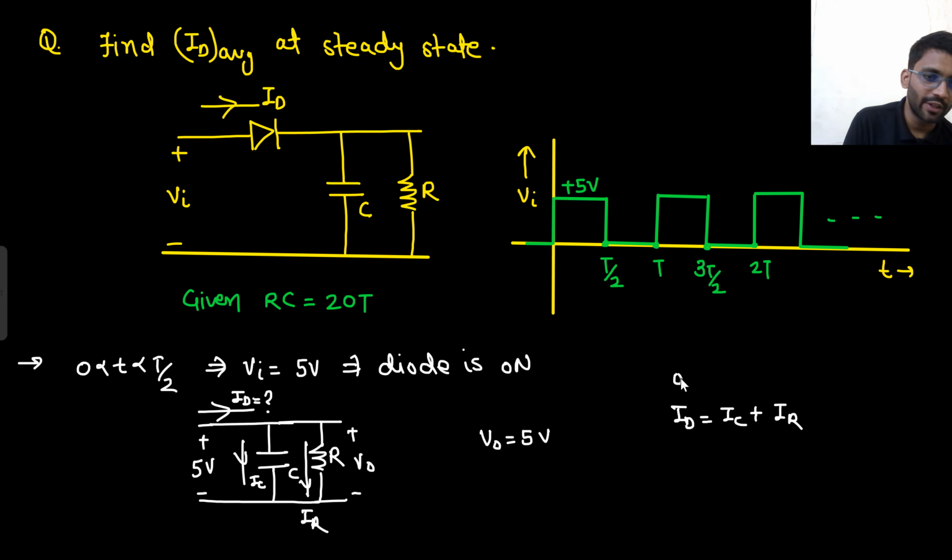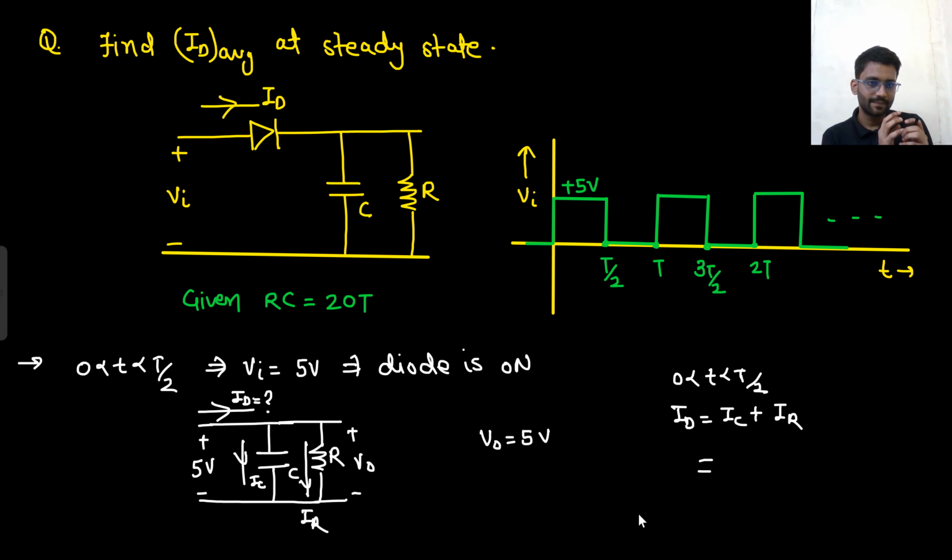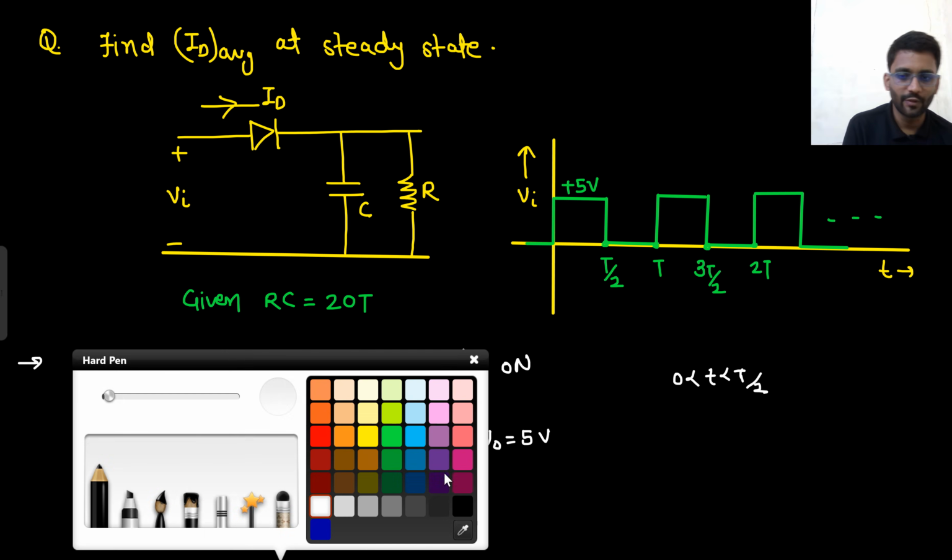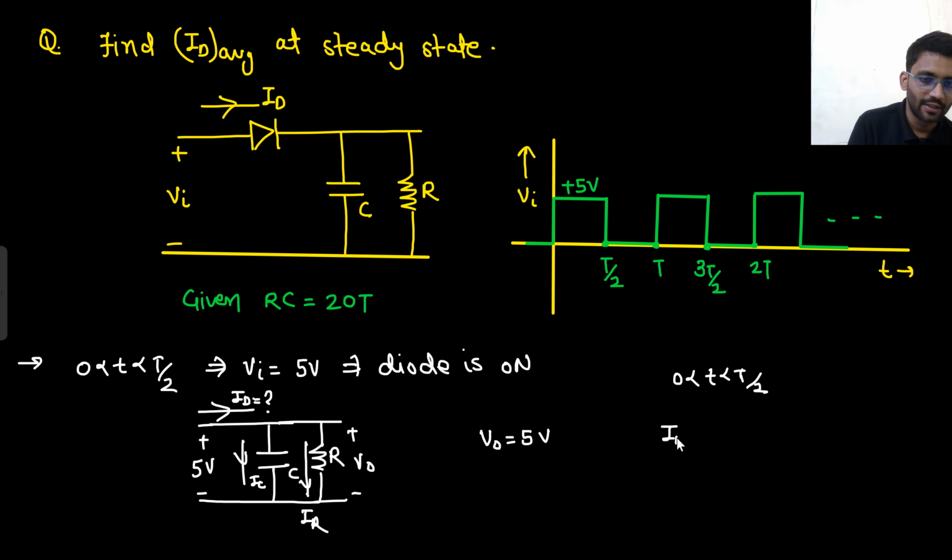This we are talking for 0 to T by 2 only. So tell me, what will be my IC value? You should be able to tell what will be my IC value. I should write IC(t) actually, ID(t), because the function will be of time, no? Because we are talking about the time only. So ID(t) will be equal to IC(t) plus IR(t). IC(t) will be 0?